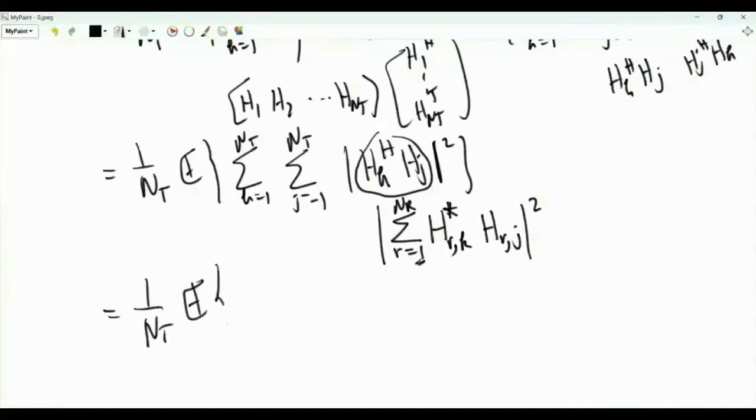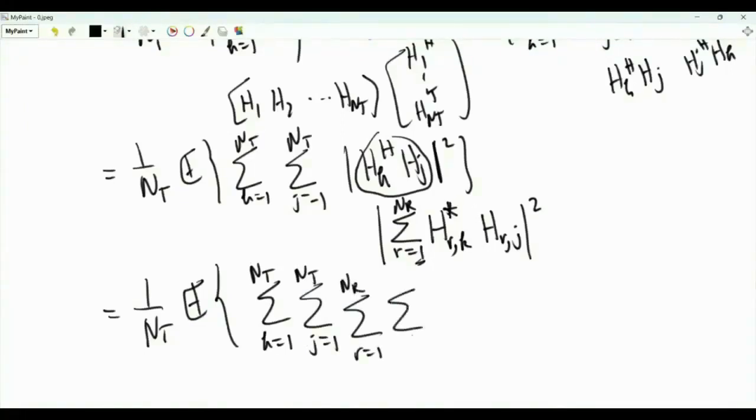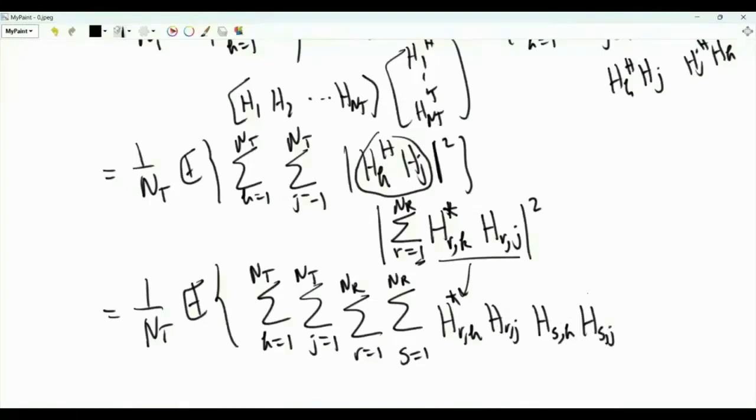So we end up with two more sums. So we have summation k from 1 to nt, summation j from 1 to nt, summation r from 1 to nr, and then summation s from 1 to nr. Let's copy and paste. This is h_rk conjugate, h_rj, and then we have h, let's replace r by s, so s and k, and then we conjugate the conjugate. And finally, we have h, we replace this r by s, j, and then we conjugate. So this is what we have.